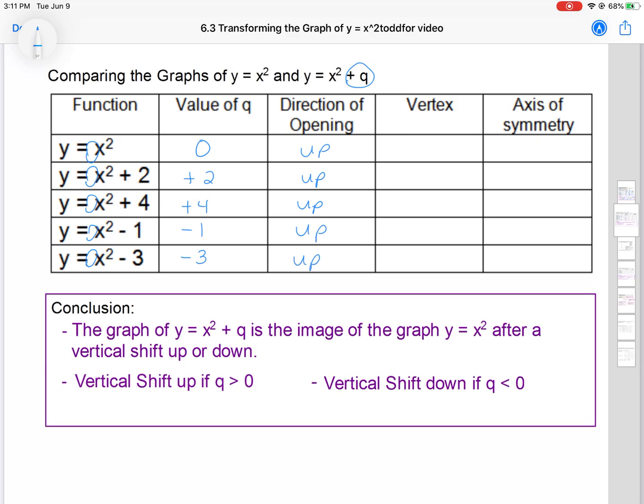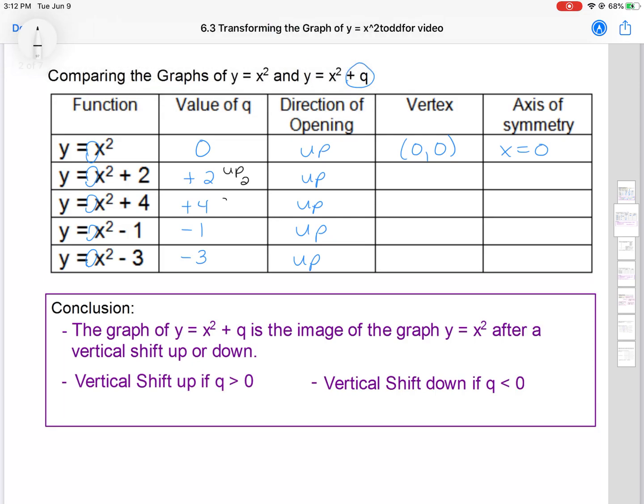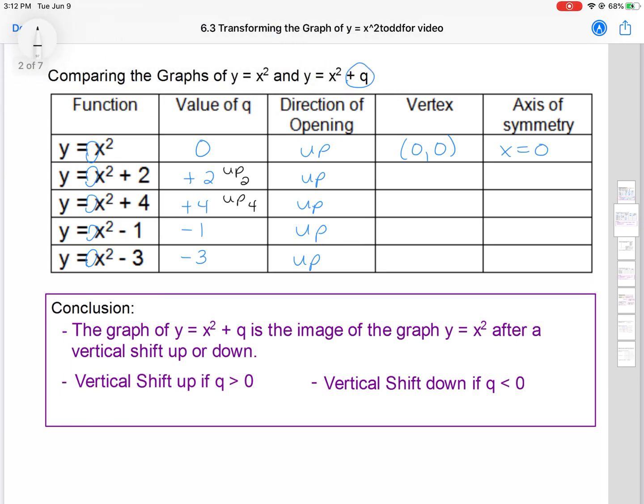But now the vertex has shifted, okay? So this basic one, the 0, 0, now is going to be moved, okay? So if you want, get out a different color and write, I'm going to write beside the value of q what's happening. So this has been moved up 2, down 4, up 4. I was looking at the next one, sorry. Down 1 and down 3.